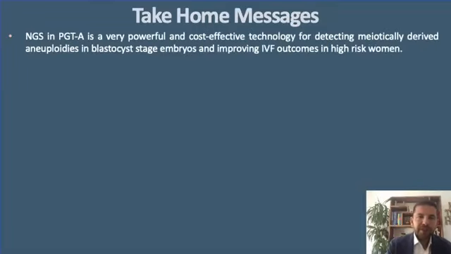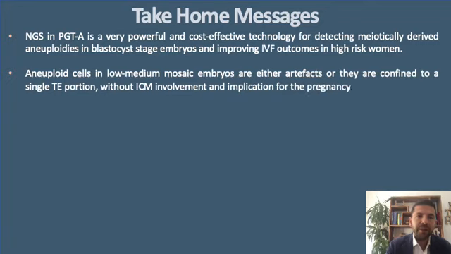So to conclude, I think we can reasonably state that meiotically derived aneuploidies are for sure the most common type of aneuploidy in human preimplantation embryos, and NGS in this context can provide a very powerful and particularly cost-effective technology for detecting meiotic aneuploidies and improving the IVF outcomes, particularly in high-risk women.